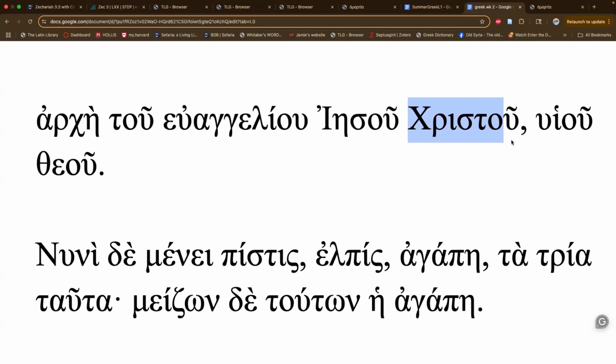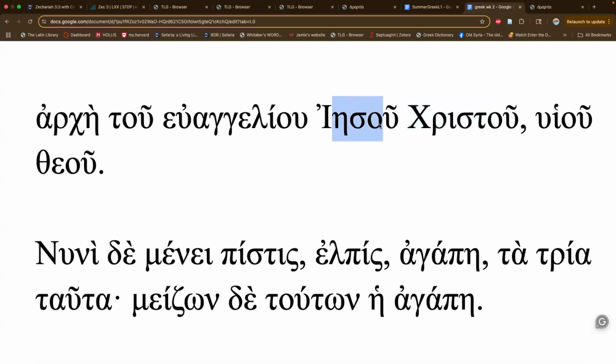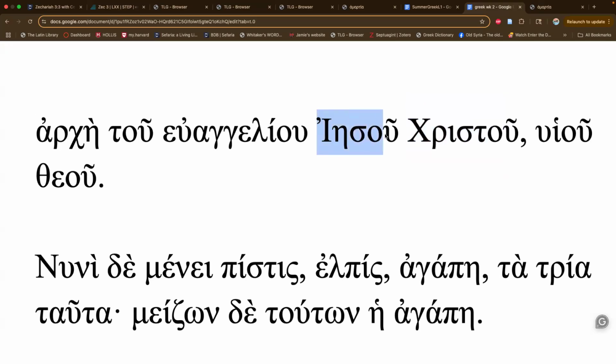And then the U would be at the end. So say the first part. So the first one is Iesu, and then the priest is Christu.